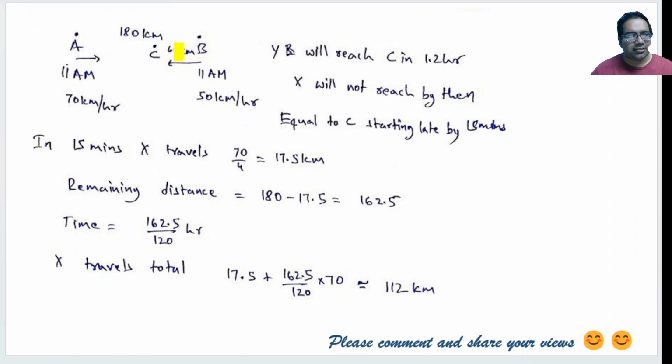Right. Now, the distance between B and C is 60 kilometers. What does that mean? This train is starting at B. The train speed is 50 kilometers per hour. That means it will take 60 by 50, that is 1.2 hours to reach C. Right. But in this 1.2 hours, X will not reach C. X is the first train.